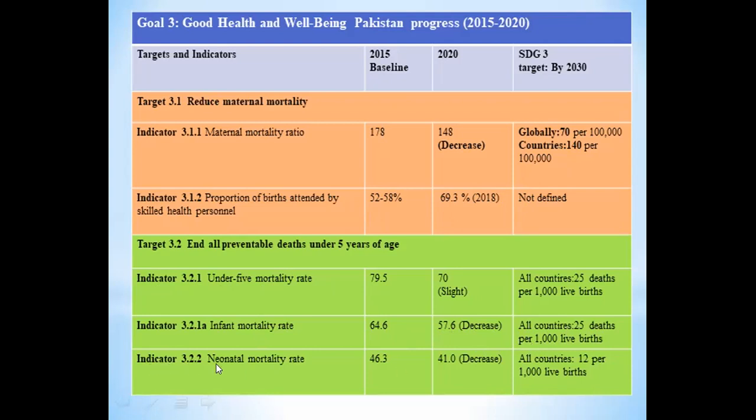Indicator 3.2.2 includes the neonatal mortality rate, with a baseline of 64.3 in Pakistan, and in 2020 it is 41.0, a slight decrease. The all-country target according to the SDGs is to reduce it to 12 per 1,000 live births.